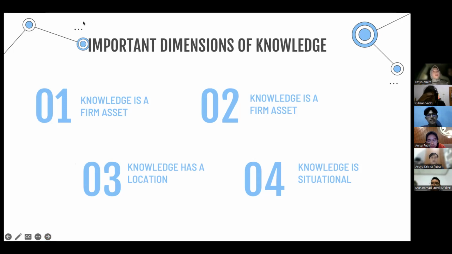The fourth one is knowledge is situational. Knowledge is conditional. Knowing when to apply a procedure is just as important as knowing the procedure, and knowledge is related to the context. You must know how to use a certain tool and under what circumstances. Next slide.